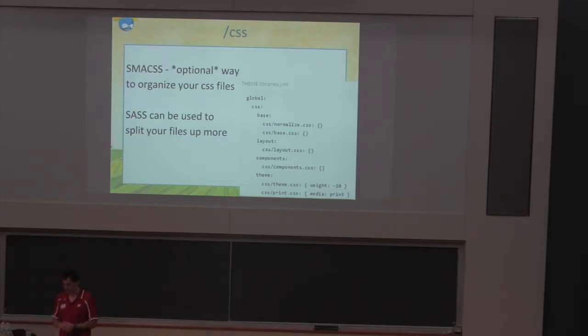So the base is just no classes or anything. Normalize is one of them in there, but base is where you have what an H2 looks like, what a list looks like, just all the normal things you would have. Layout is where you would have the grid component of your theme. Components, these would be the individual components on your site.